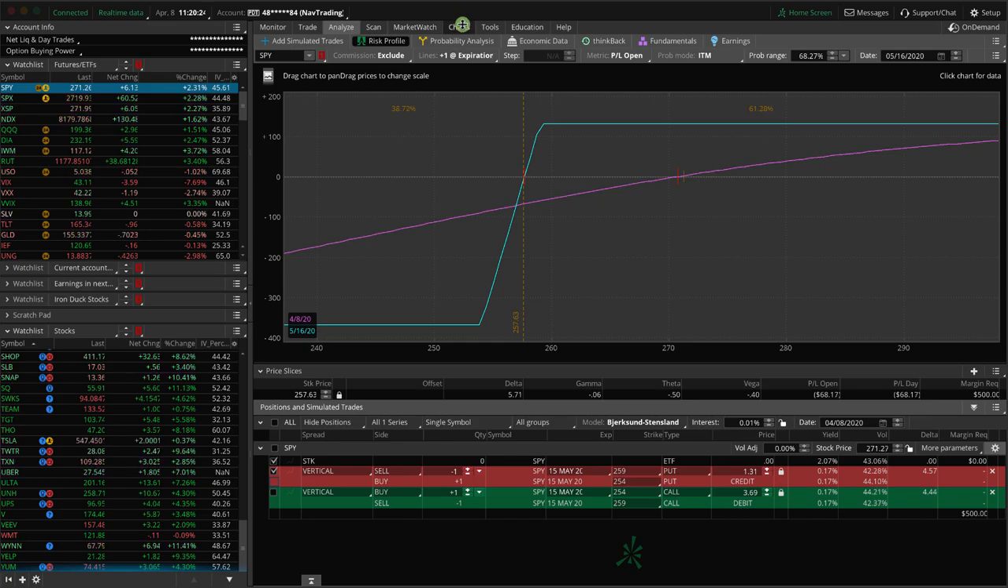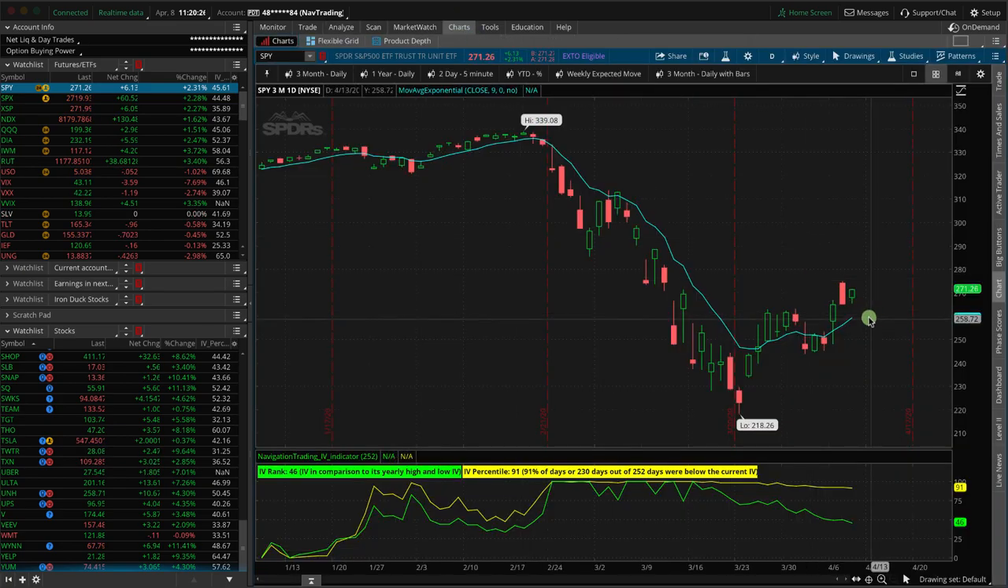So if you're bullish on a stock and you want a higher probability of success with defined risk, a vertical spread works, and both a long call vertical and a short put vertical are equally good options.